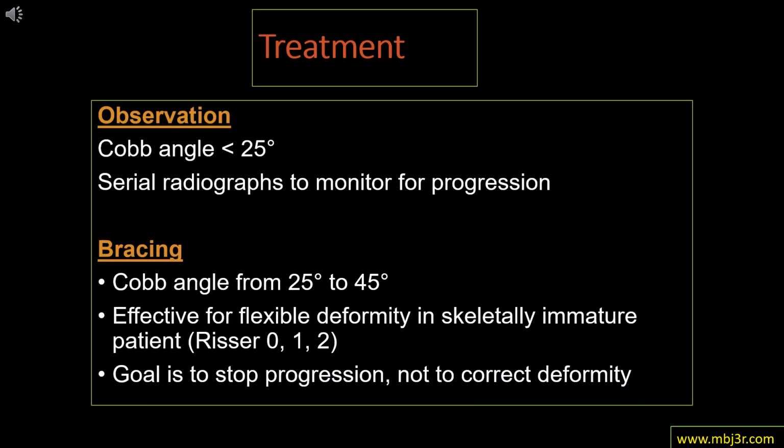There are different treatment options: observation, bracing and surgery. Observation is indicated if the Cobb angle is less than 25 degrees, and serial radiographs are required to monitor for progression. Bracing is indicated if the Cobb angle is 25 to 45 degrees, and it is effective for flexible deformity in skeletally immature patients, that is Risser 0, 1, 2. The goal is to stop progression, not to correct the deformity.